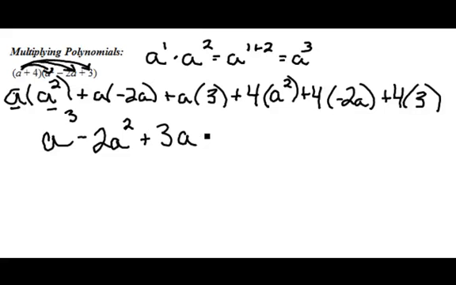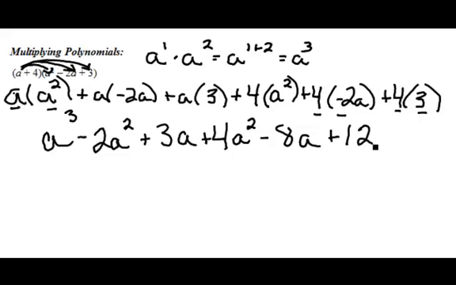4 times a squared is plus 4a squared. 4 times negative 2a, I could take the 4 times negative 2, which gives me negative 8, and then I have my a term, and then 4 times 3 is a positive 12.